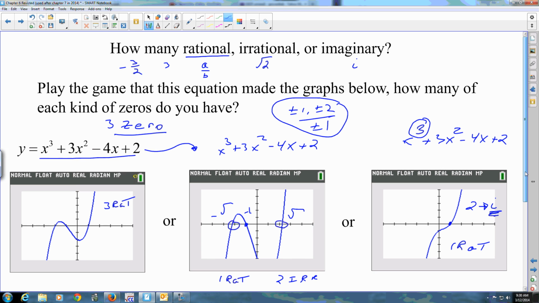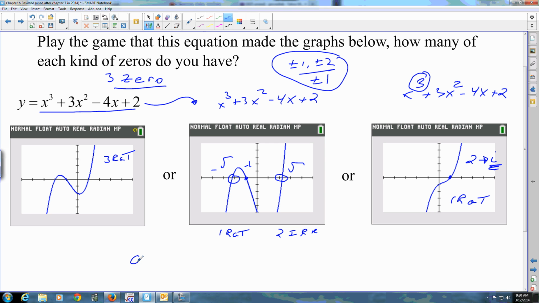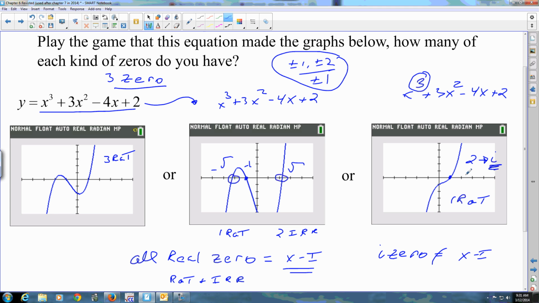That brings up the next point: all real zeros are exactly the same thing as x-intercepts. Real numbers are rational and irrational numbers because they don't have i. Anything that has an i is not an x-intercept. Okay? Imaginary zeros are not x-intercepts. Okay? I know I need 3. I can only see 1, so I have to have 2 imaginary.